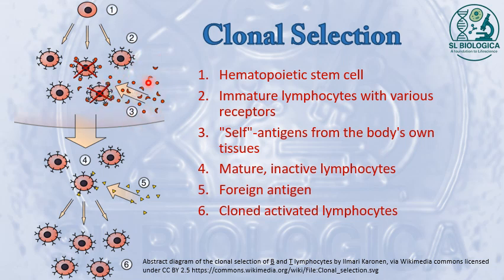After this clonal deletion, only the potent lymphocytes are selected, and we have a set of mature inactive lymphocytes here. These can now interact with foreign antigens, and the foreign antigen selects the type of lymphocyte to get expanded or proliferated. So we have a clone of activated lymphocytes, which is represented by the clonal selection process. Is that clear now? Okay, let's move to the next question now.